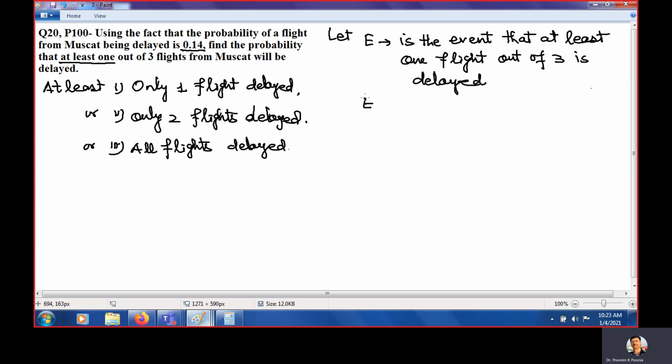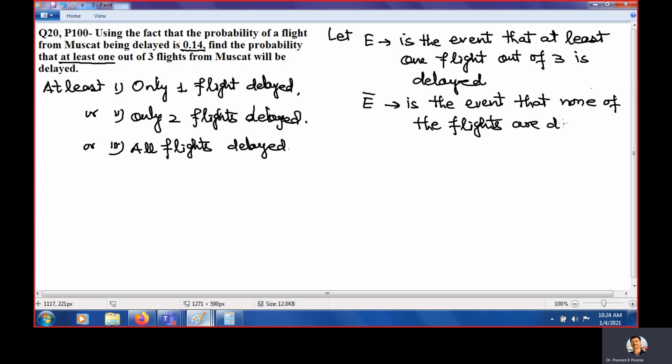If E is the event, then what will be E bar? It is the event that none of the flights are delayed. None of the flights are delayed. That means all are right time. All are right time. Clear? Now you need to find the probability that all are right time.